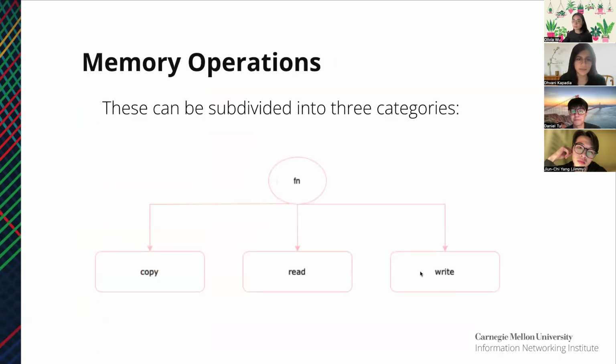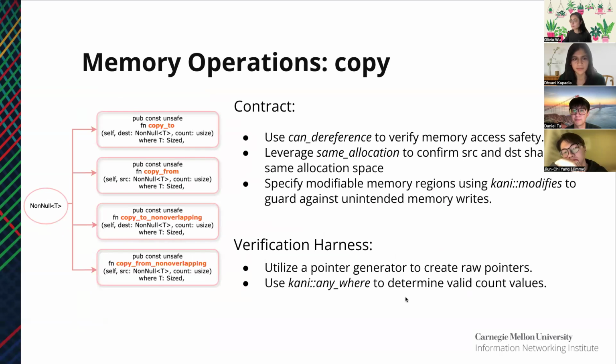Next is the memory operations. We have divided these into three categories of APIs: copy, read, and write. I'll discuss the copy APIs. Here it consists of four: copy to, copy from, copy to non-overlapping, and copy from non-overlapping. What differentiates copy to from its non-overlapping counterpart is that in the copy to function, the source and destination are allowed to overlap.